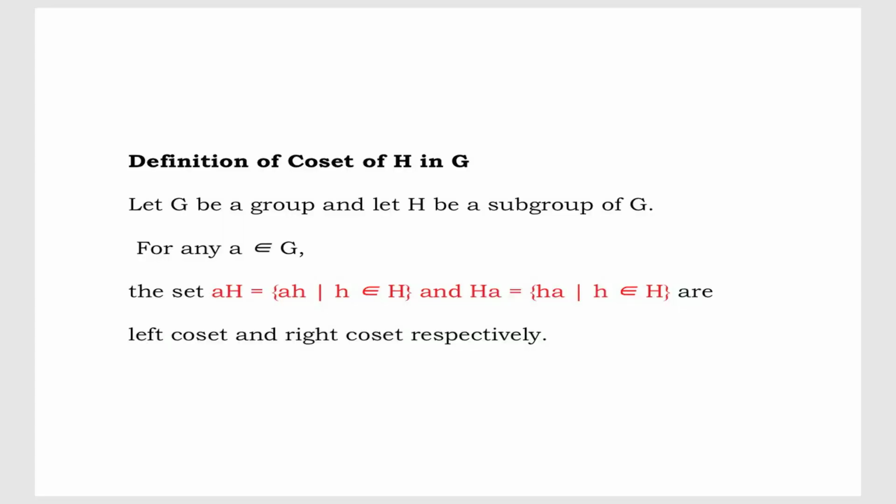Definition of a coset of H in G. Let G be a group and let H be a subgroup of G. For any a belonging to G, the set aH is equal to the set of all elements ah such that h belongs to H, and Ha is equal to the set of all elements ha such that h belongs to H. They are the left coset and right coset respectively.